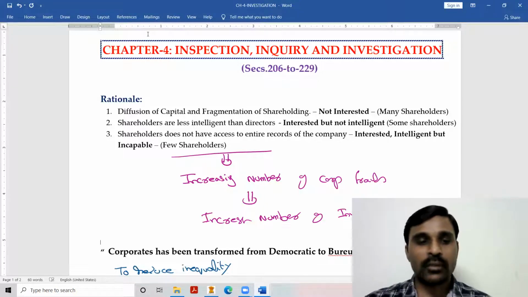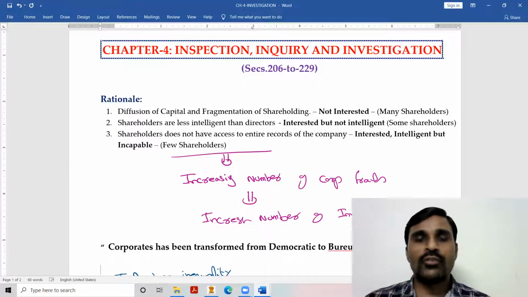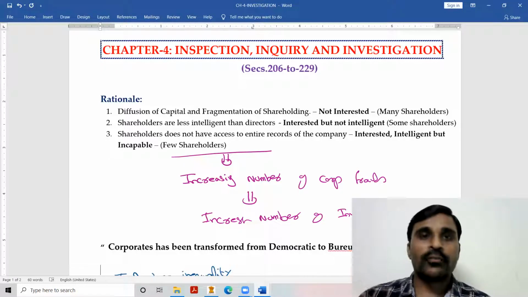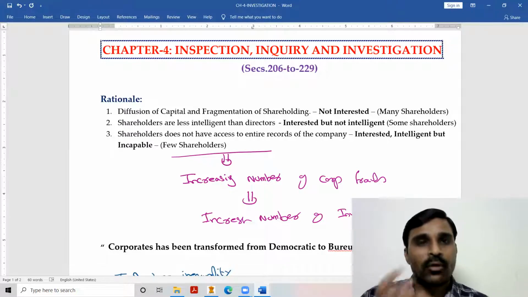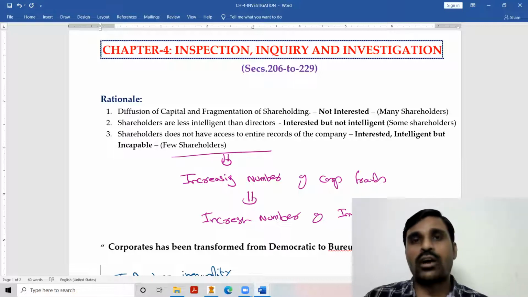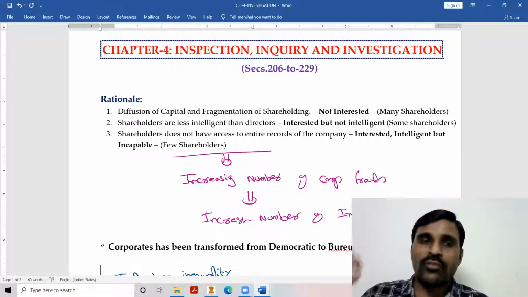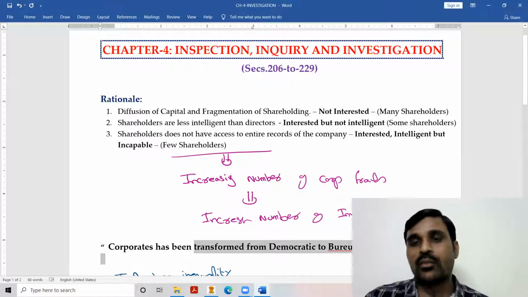What is meant by democratic? Will of the common man. Democracy refers to the will of the common man. Bureaucracy refers to a dictator kind of thing, a Hitler ruling. One man show. It's a ruling or command by a few powerful people. Democracy says the will of the common man or the majority shall prevail. Bureaucracy says only the will of a very few powerful men will prevail. So therefore corporates have been transformed from democratic to bureaucratic.